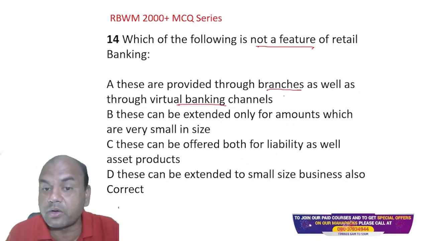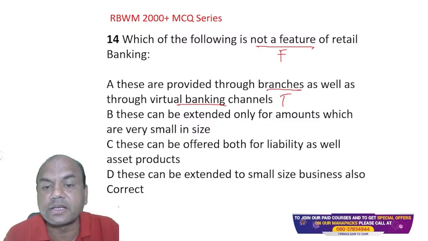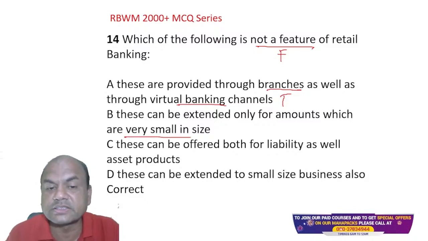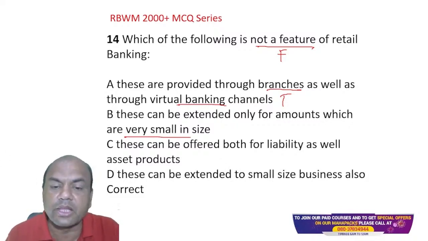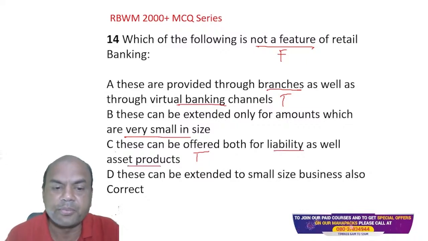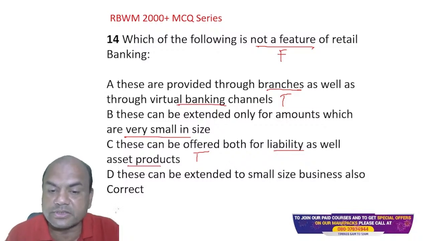So these are provided, true. You want false. Okay. False. They can be extended only to amounts very small in size. This is something dicey. Let me see this. These can be offered for both liability and asset products. That is also true. What do we sell? We sell deposits as well as loans, right? All of them. These can be extended to small businesses also. Okay, so that is also true. So these are all true.